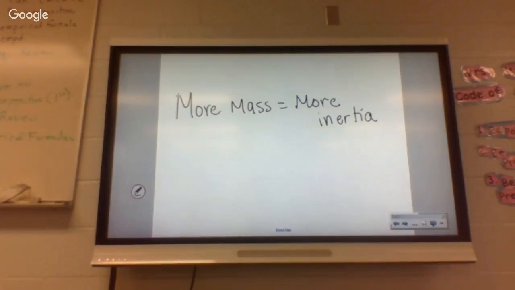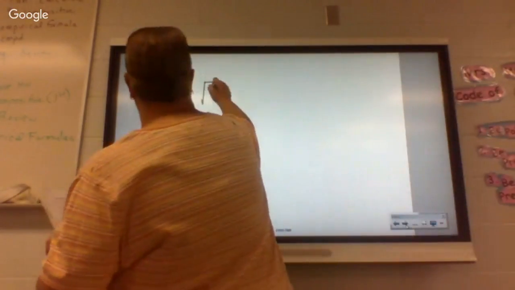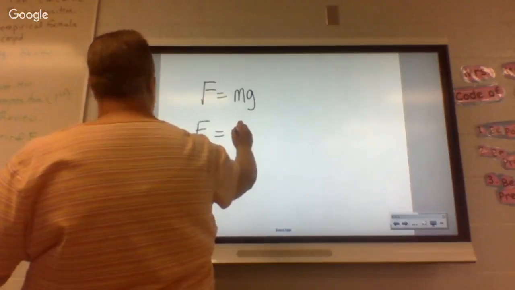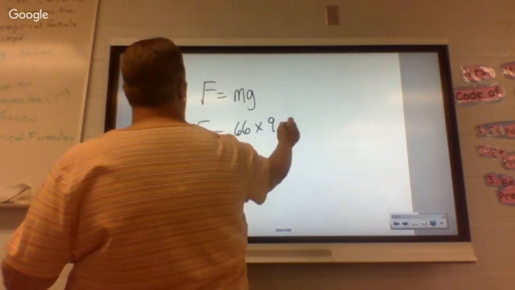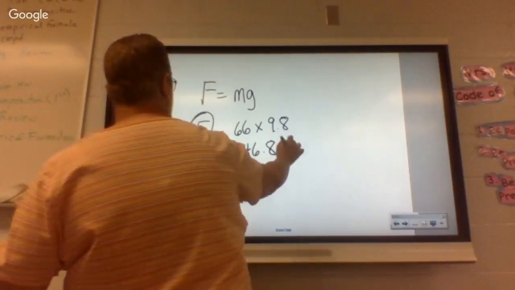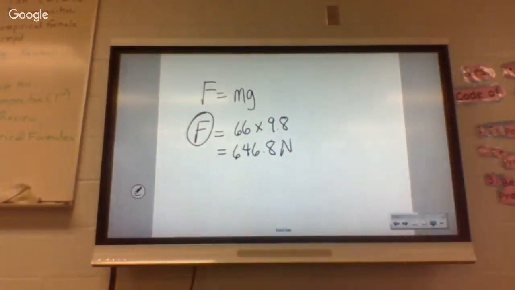Why is it newtons? Because it's a force. You're calculating F equals mg. F is your weight, mass is 66, and gravity's 9.8. So when you get the 646.8, because you're solving for F, it's a newton. Anytime you see weight, weight will be a force. Number 3 was 50 what unit? Grams. I can live with that, but it should be kilograms, because it's a mass. Everybody okay with that one?